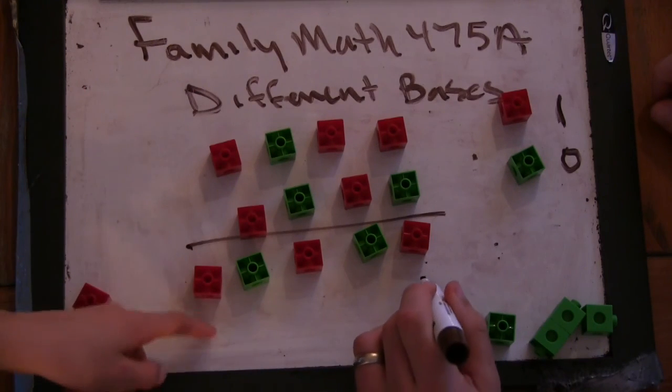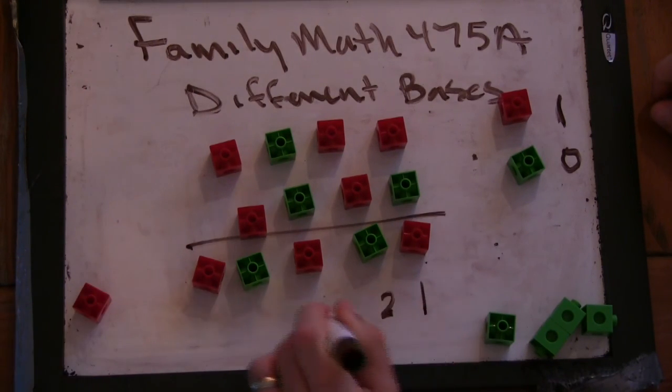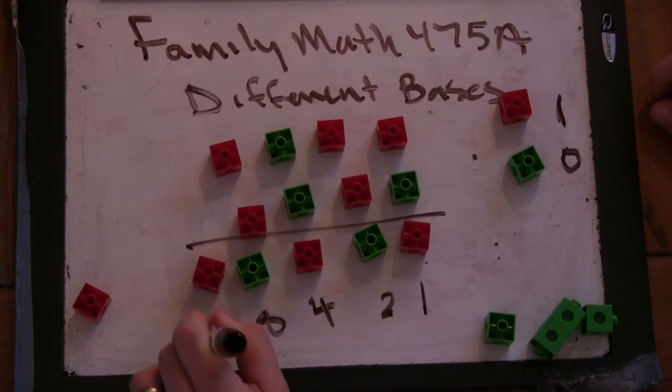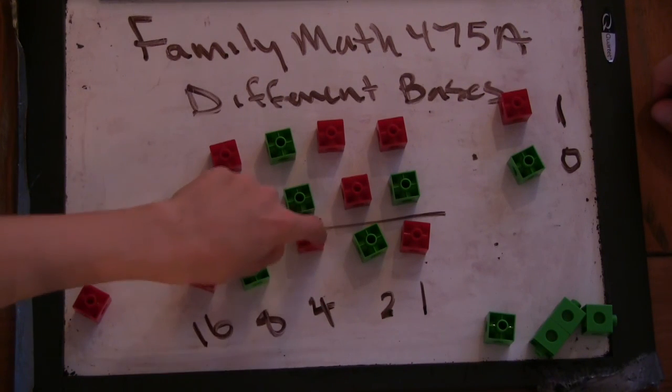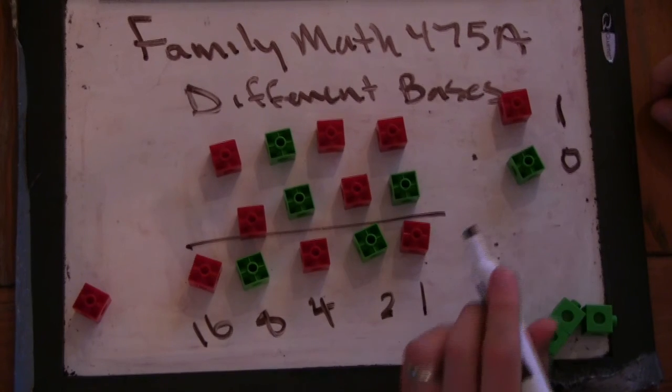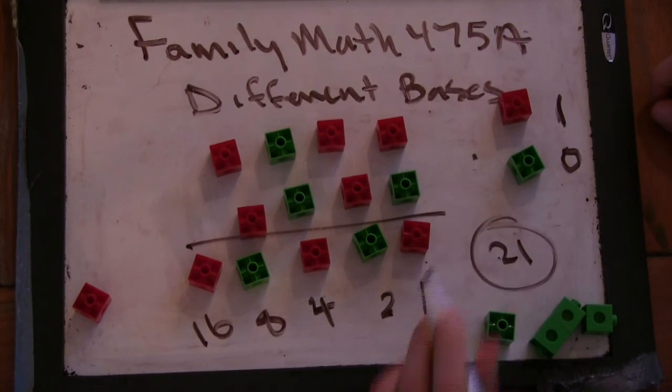All right, and what are our digits here? 1, 2, 4, 8, and 16. So 16 plus 4, which is 20, plus 1 is 21. Okay, 21. All right, good job. Cool.